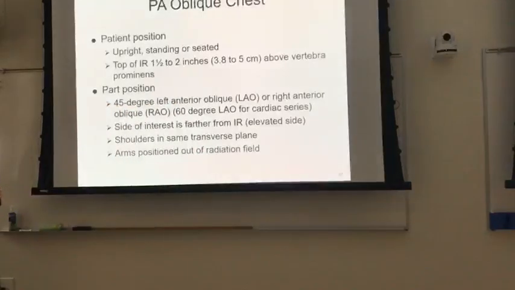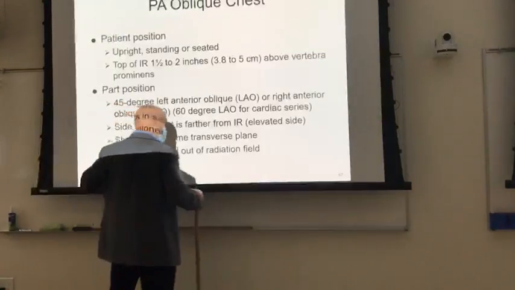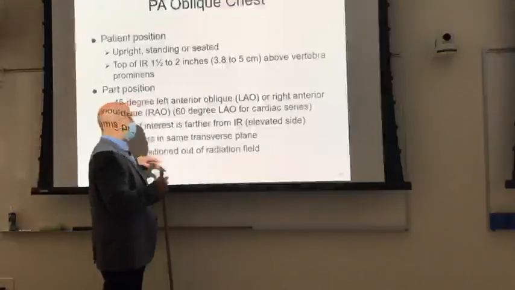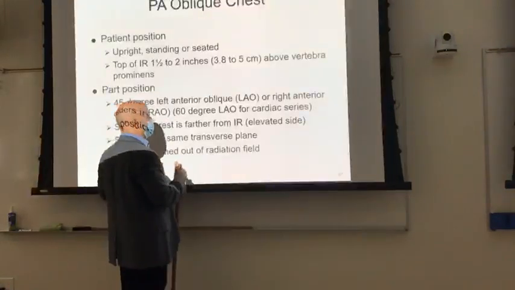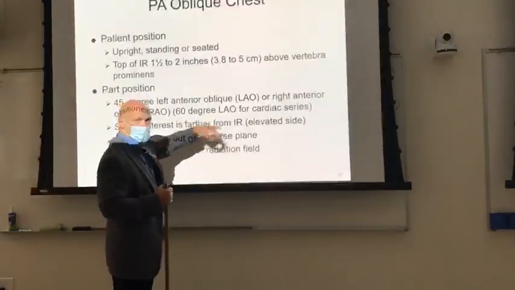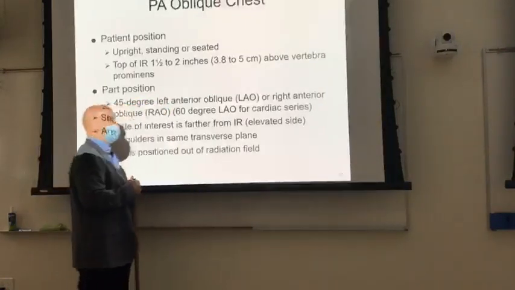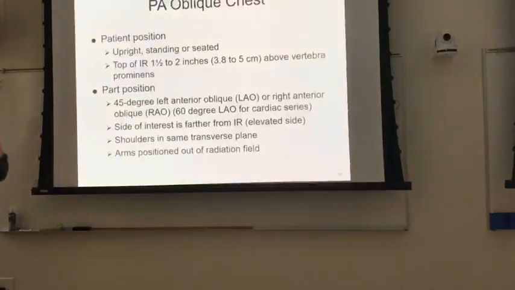Once in a while, a doctor will order what we call a cardiac series. The cardiac series utilizes a 45-degree left anterior oblique, left side, left anterior oblique would be here, okay? But it utilizes 60-degree LAO for cardiac series. So what that would be is a steeper oblique, closer to lateral. That's not on the test, that's just in case you happen to run into that somewhere in clinicals.